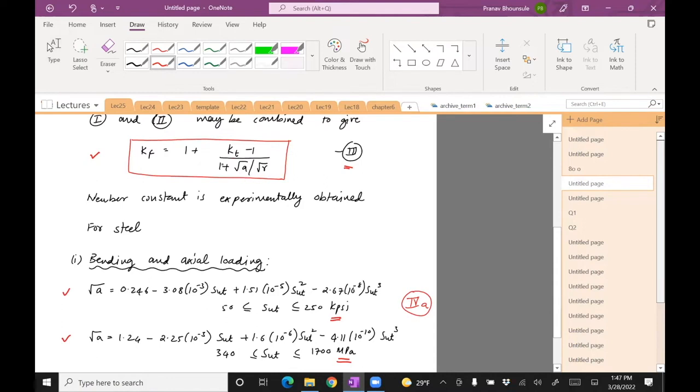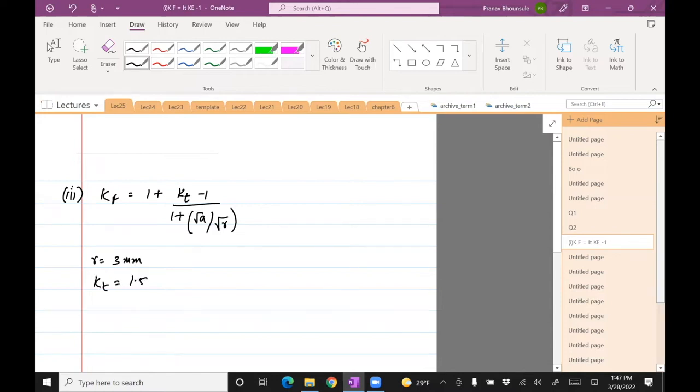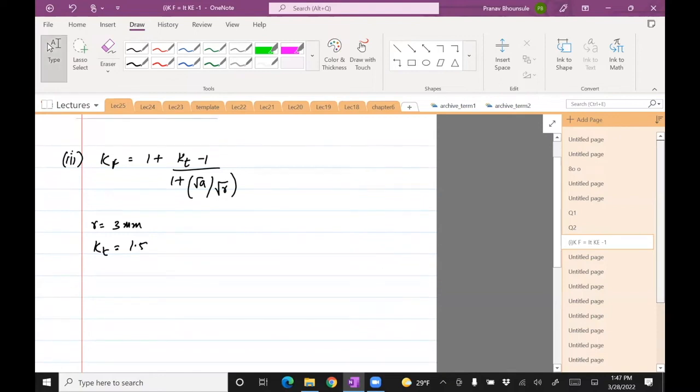Okay, so I'm just going to write this formula, and then we just go from there. So number 2, use KF equals 1 plus (KT minus 1) square root a divided by square root r. Okay, so r is 3 mm. You know that. Kt we already computed, it's 1.5. It's the same process. Go to the stress concentration table. And then the last one is square root a.